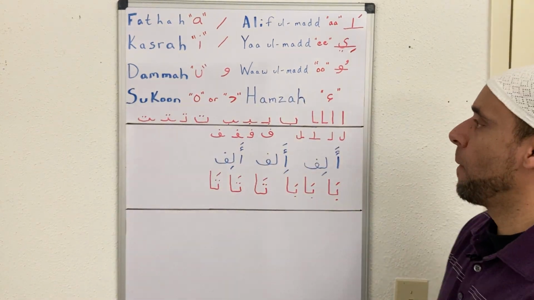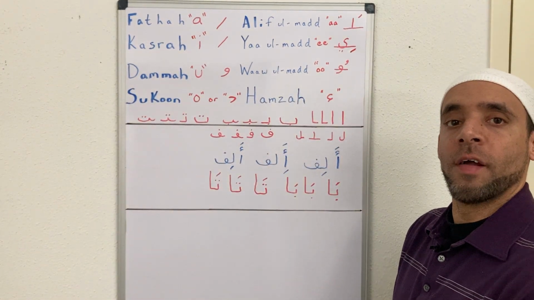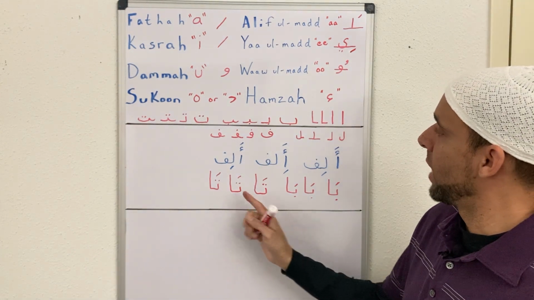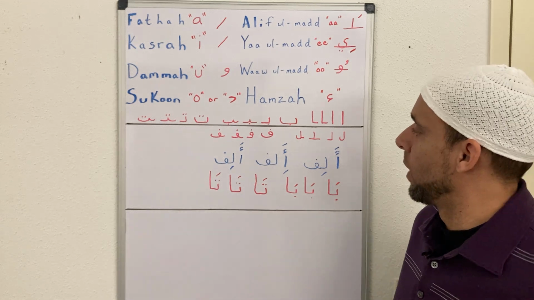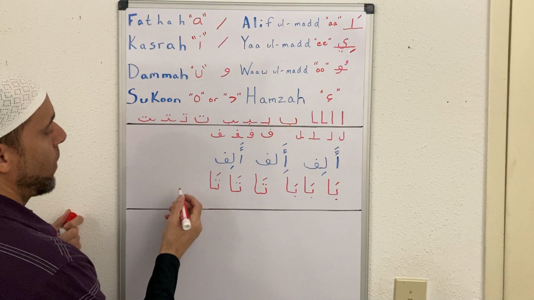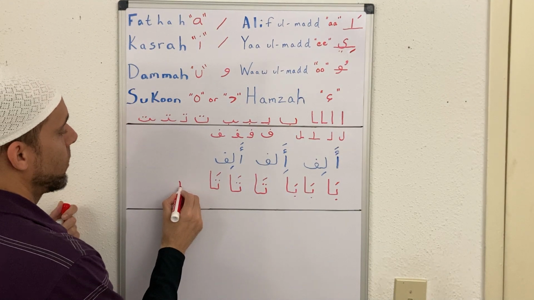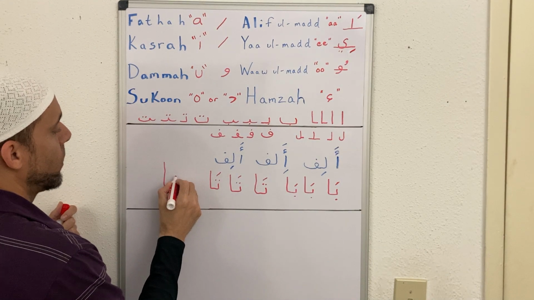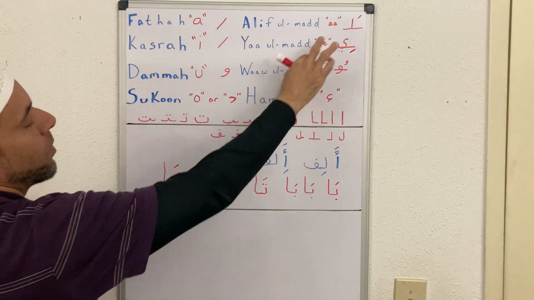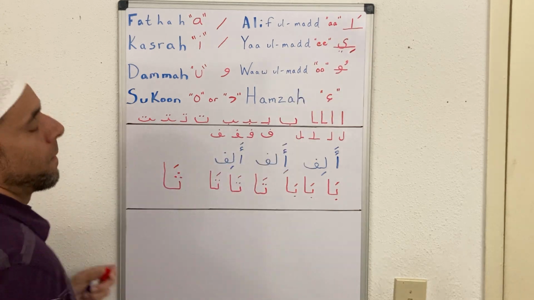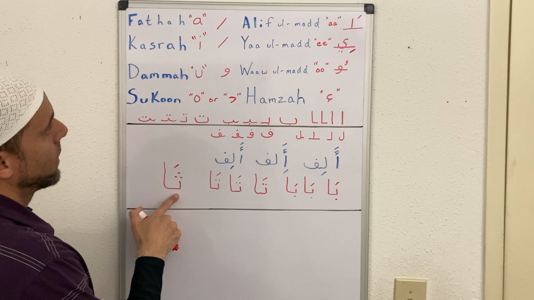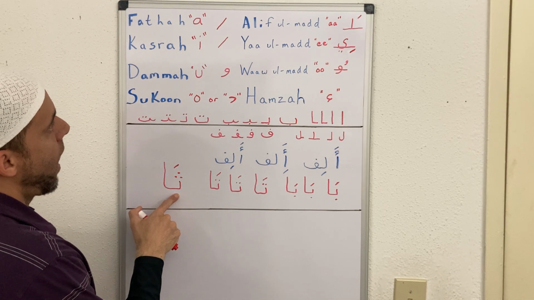In the next video, we will be going over the letter tha. And tha is written out exactly like ba and ta. The only difference is here where we have two dots. I will just briefly show you what it's going to look like. You're going to have three dots in a bit of a triangle formation. And again, you will be putting your fatha before the alif for the alif ulmad, the long sound.